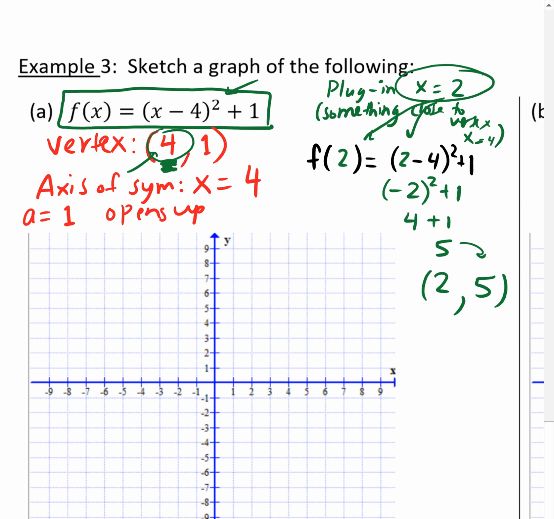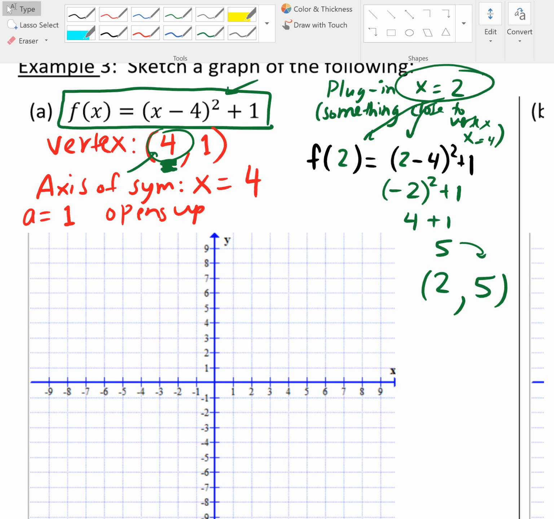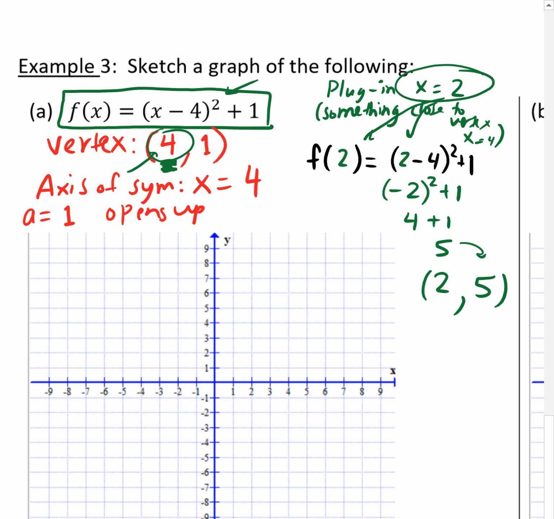So now I have 2 points to plot. It doesn't matter which one you plot first. The vertex came first, so I'll plot that. There's the vertex, and the point I just plotted was 2, 5. I know that this thing is opening upward, so I'm going to do my best to graph a parabola that starts at that vertex and opens upward from there, trying to make the left side and the right side look like mirror images of each other, keeping in mind that the axis of symmetry goes right through the vertex. Remember, this is the line x equals 4.